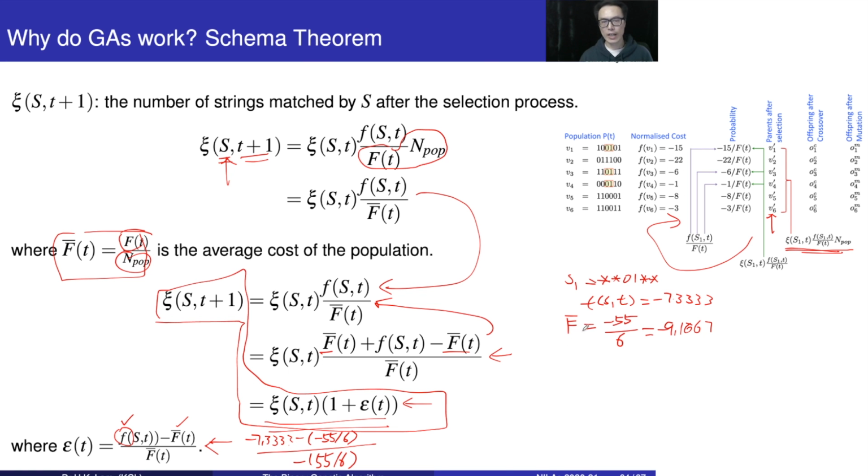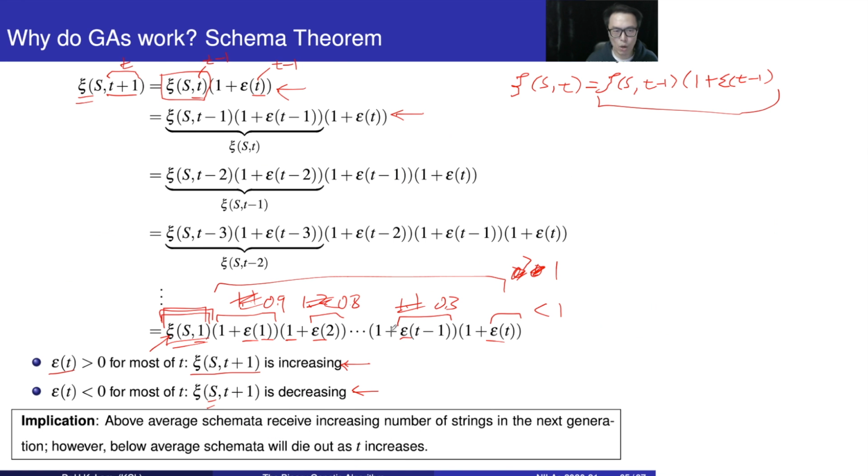So in that case, if you plug it into this equation, you will find that this gives you minus 0.2. If epsilon is minus, it means that this S is below the average cost of the population. In that case, according to what we have right here, S1 is reducing in the next iteration. If we repeat this process, iteration by iteration, this S1 is going to die down.